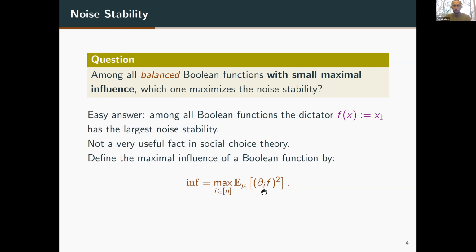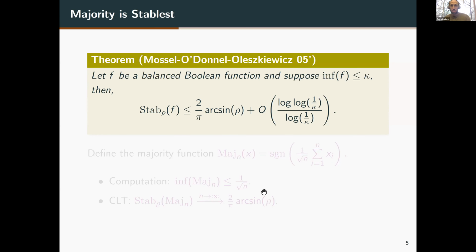And indeed, this question has a much more satisfying answer, and this is a very influential result due to Mossel, Eldan, and Raghavendra from almost 20 years ago. It is called majority is stablest. So the answer is that democracy wins, right? The majority is the most stable voting system.